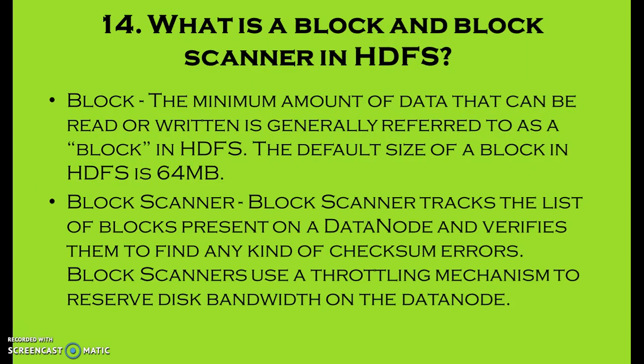So what is a block and a block scanner in HDFS? A block, the minimum amount of data that can be read or written, is generally referred to as a block in HDFS. The default size of a block in HDFS is 64 MB. Block scanner. Block scanner tracks the list of blocks present on a data node and verifies them to find any kind of checksum errors. Block scanners use a throttling mechanism to reserve disk bandwidth on the data node.